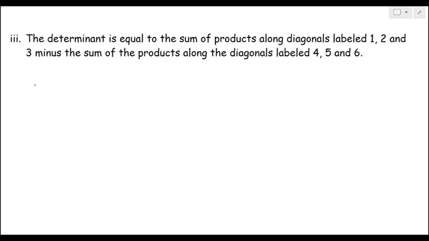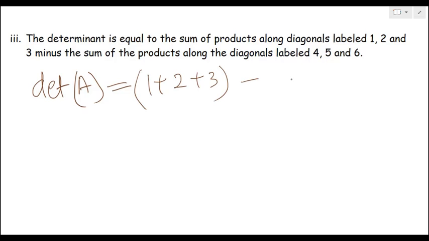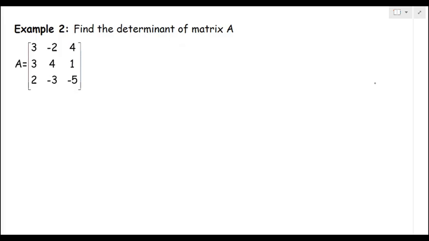In the third step we calculate the determinant, whereby the determinant of our matrix A is equal to the sum of the products of diagonals 1, 2 and 3. We subtract the sum of the products of the diagonals 4, 5 and 6. With that we have an example.